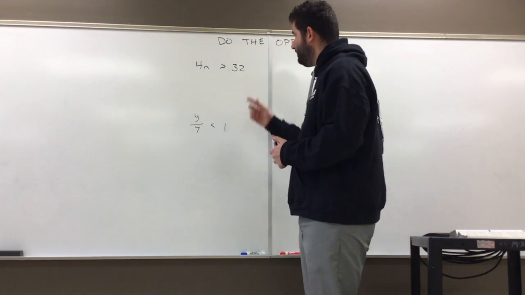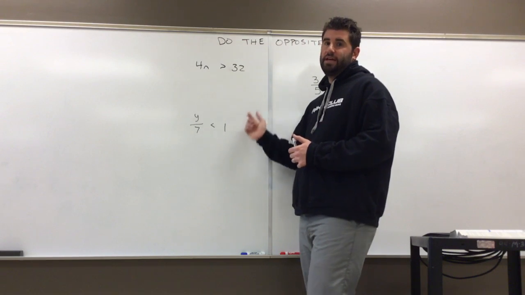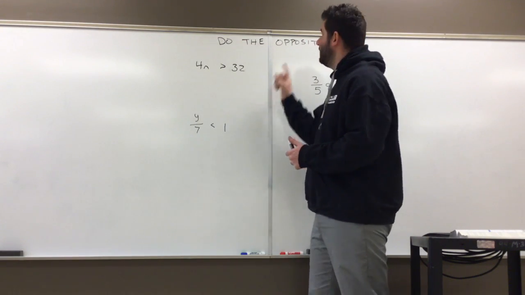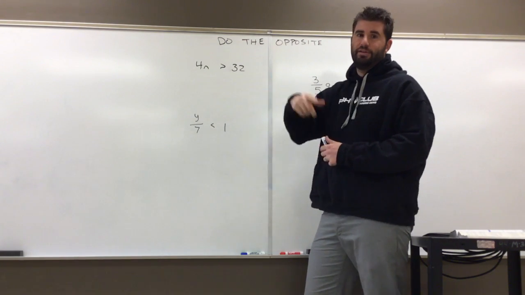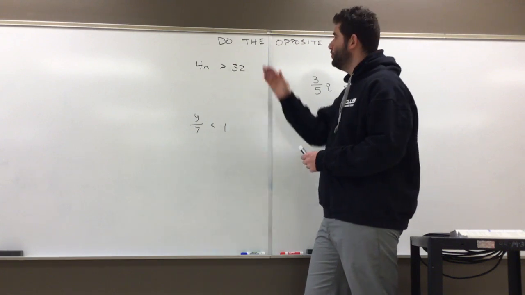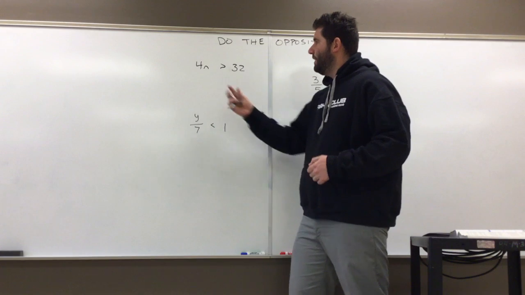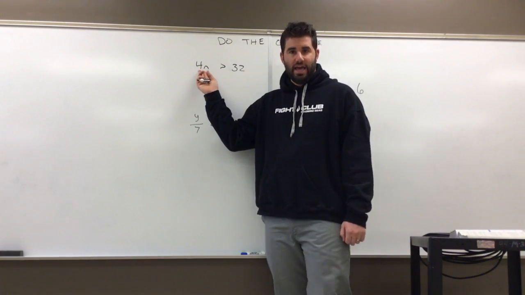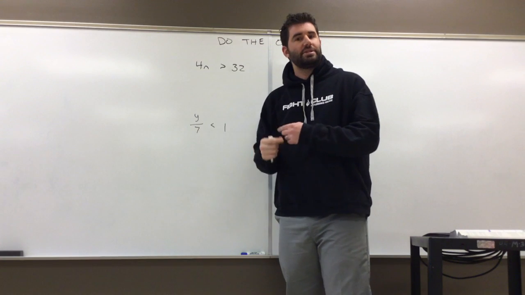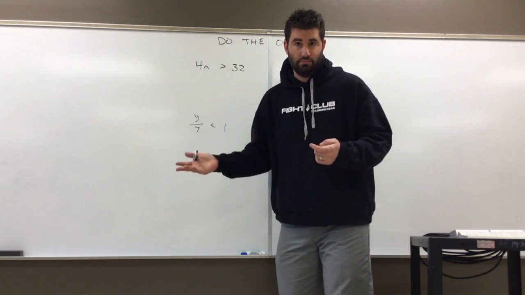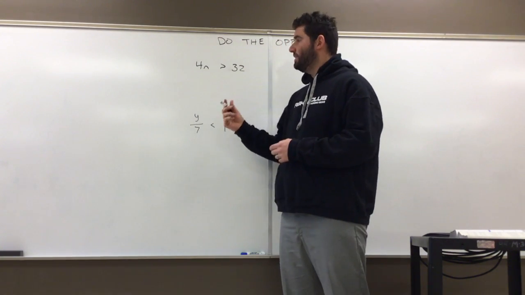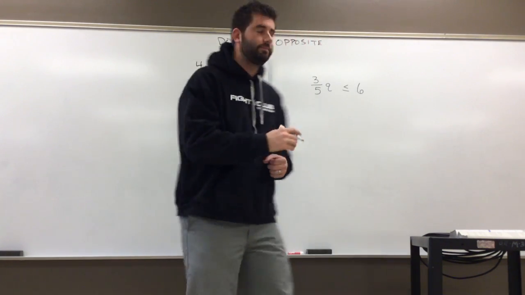Now, once again, we're going to have it set up, and we're going to do the opposite. I left this up there from my last video. Do the opposite. That's the key here. All right? So right now we have 4 times n. The opposite of times is division. So to solve this, I'm going to divide by 4.